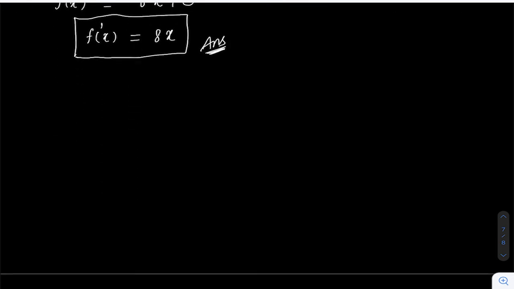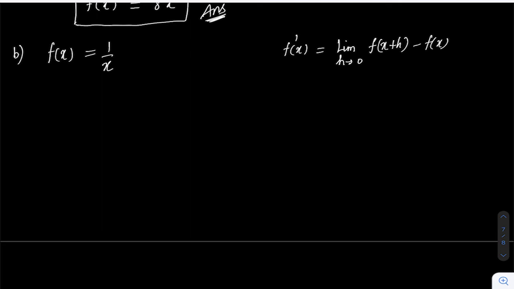Second is f x equals 1 by x. So now my f x is 1 by x. I have to find the differentiation or derivative of this using the first principle. Let me write the definition here. My f dash x is equal to limit h tends to 0 f of x plus h minus f x over h.